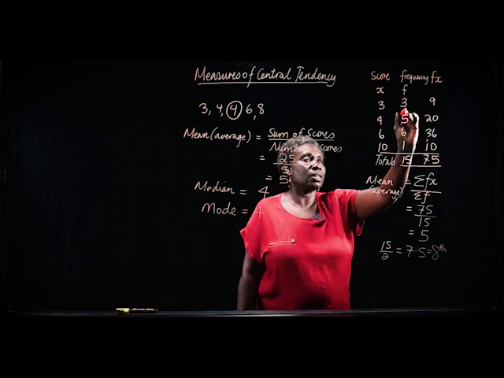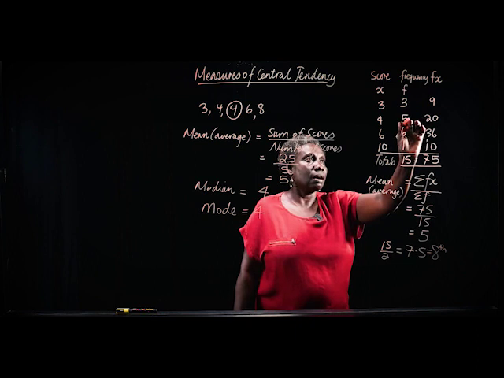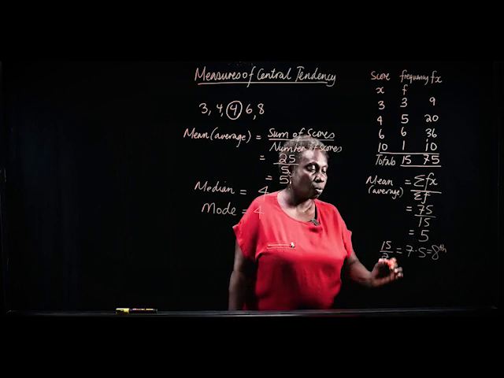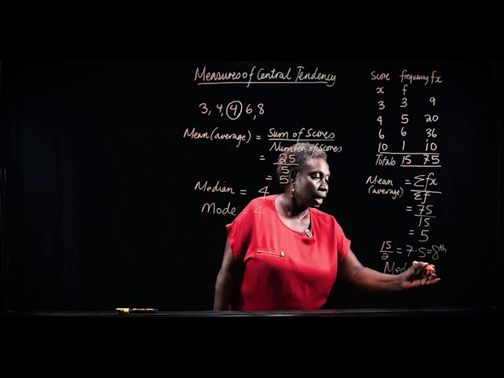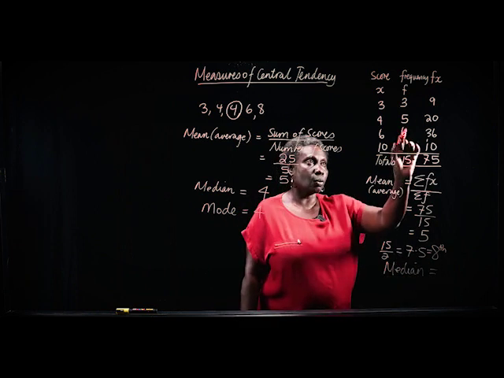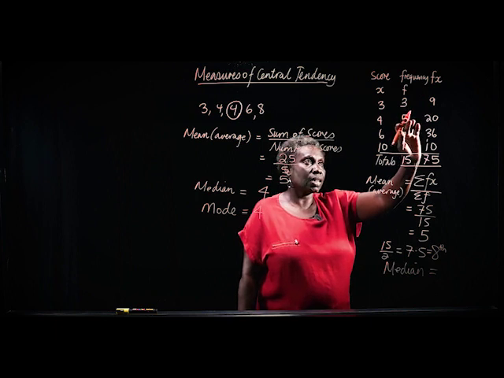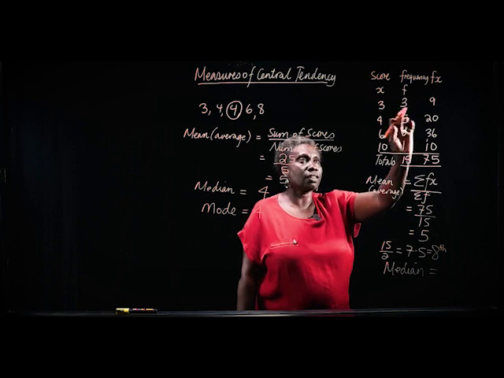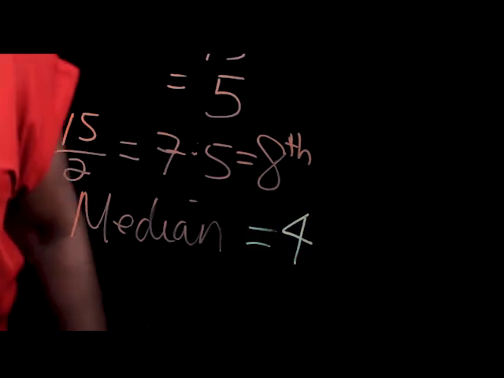I add the frequencies. We start from 3. 3 plus 5 gives me 8. So that 8 gives me the position of the middle score. Therefore, the median for this set of scores is the score that corresponds to the 8th position. And the 8th position is 5 plus 3, which is 8, and 8 corresponds to 4. So the median of this set of scores is 4.